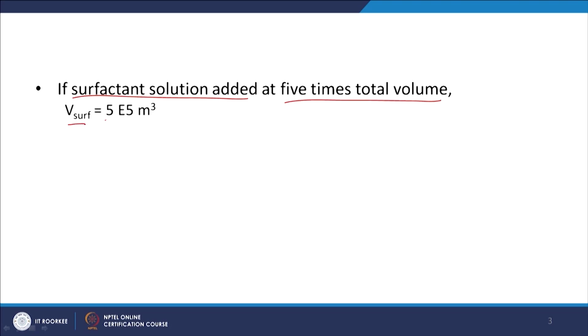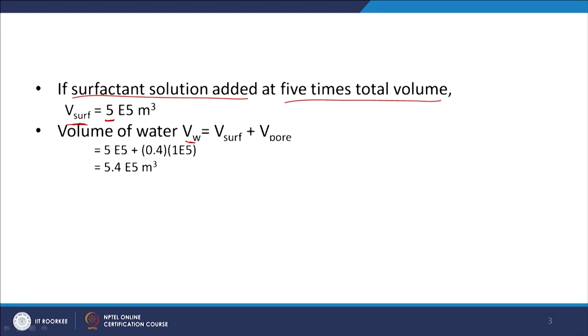So, this is what we now have, the volume of surfactant is now available, right. And so, the total volume of water will be taken to be both the volume of surfactant and the pore volume that was initially available, right. So, it is 5.4 times 10 power 5 meter cube, as keep in mind that you are going to keep pumping this level of surfactant through the system now, right.